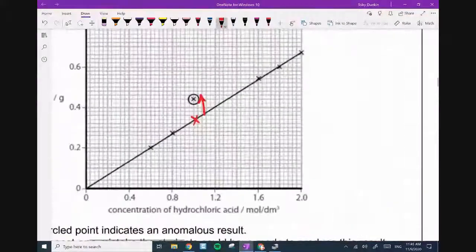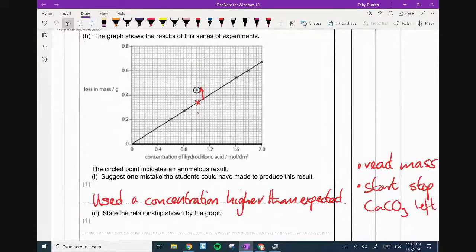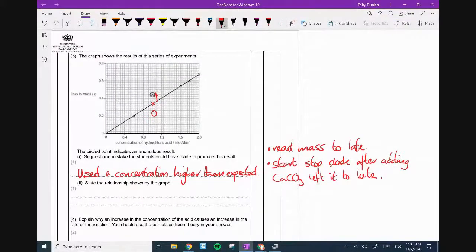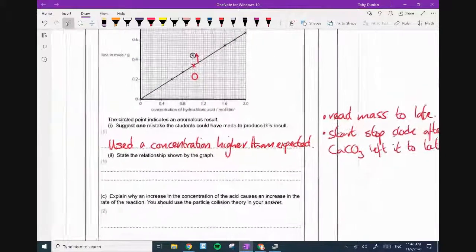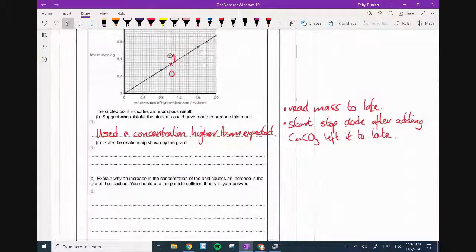What other ones would you be allowed? If you started it too early, then that would have given you a lower than expected value. So starting it late, you'd have been allowed. But starting it too early, you're not allowed, because if you started it early, then he's going to hit the 1 minute before the reaction got to a minute, so your value would be too low. Those are the top answers. What other ones could we have had? I think that's all they really wanted. Those are the top three even.